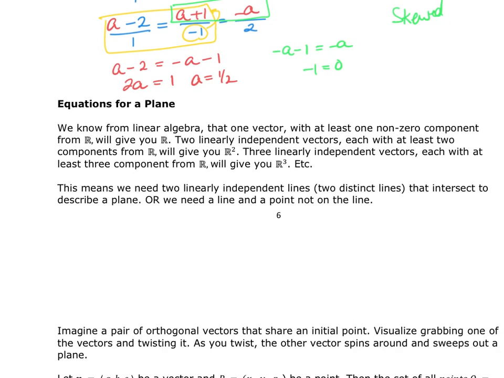Let's take a look at how we can build an equation for a plane. We've been working with lines, now we're going to work with the equation of a plane. So we know from linear algebra that one vector with at least one non-zero component will give you a line. Two linearly independent vectors, each with at least 2 components from R, will give you R2. 3 linearly independent vectors, each with at least 3 components from the real numbers, will give you R3, and so on. This means we need 2 linearly independent lines, 2 distinct lines, that intersect to describe a plane. Or we need a line and a point not on the line to describe the plane.